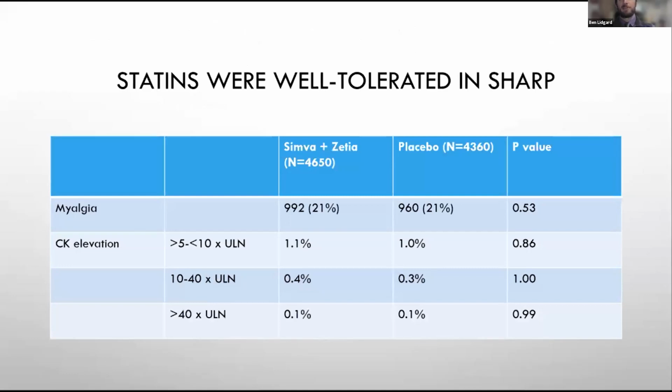I'd just like to touch on briefly that statins were very well tolerated in the SHARP trial. If we look at the rates of myalgia and creatine kinase elevation between the two arms, we see that they're almost exactly the same. No statistically significant differences in tolerability events.